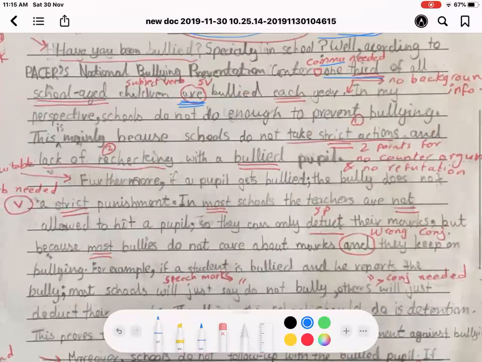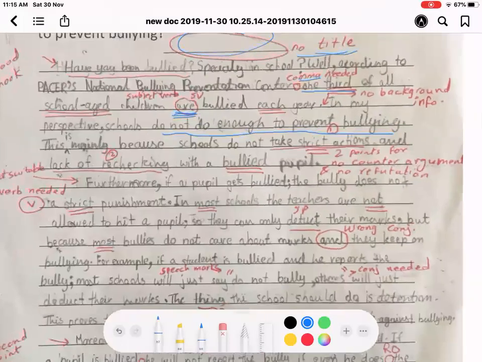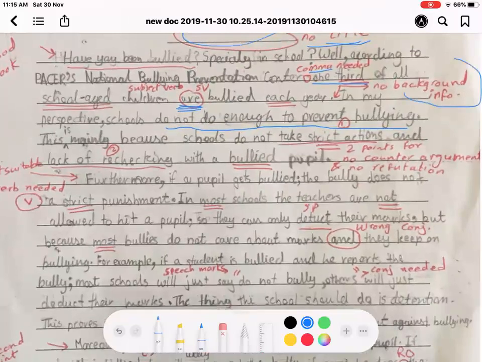Second sentence, which should be a background. He said, "In my perspective, schools do not do enough to stop bullying." Okay, that's a sentence, and it's not a background, so he doesn't have background information. He wrote it in the graphic organizer. He should have added the background here, but maybe he forgot it, but he has it there.